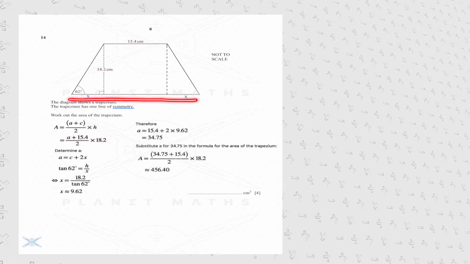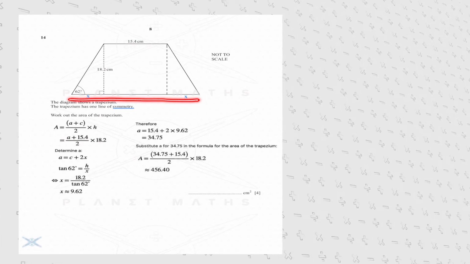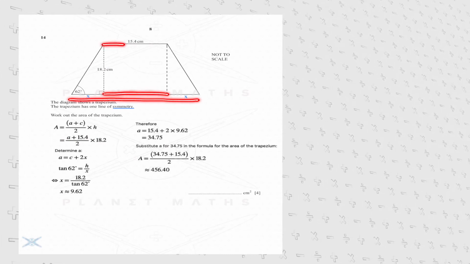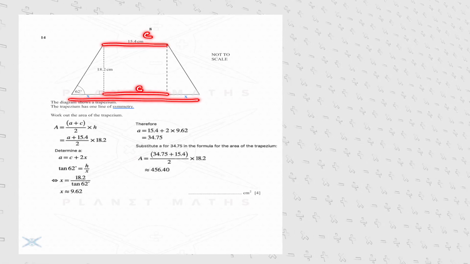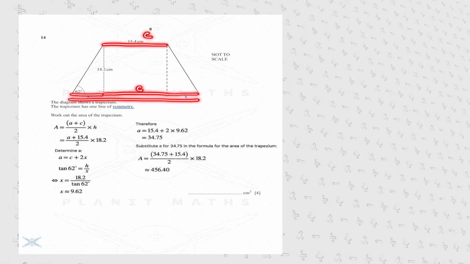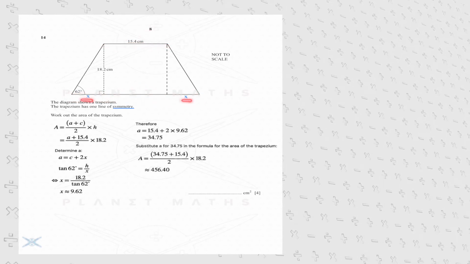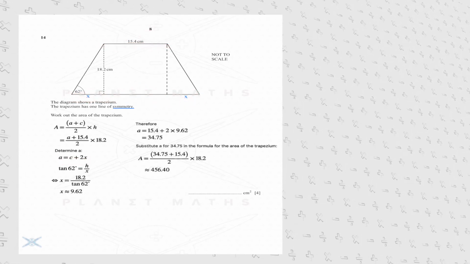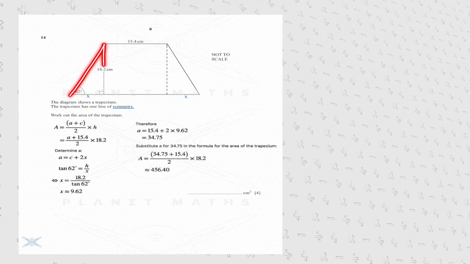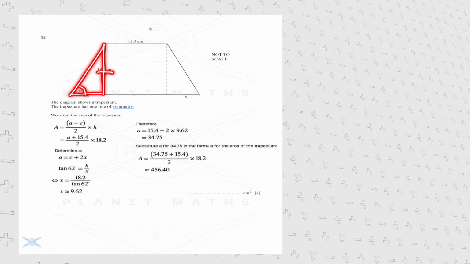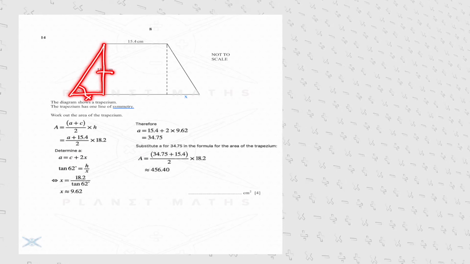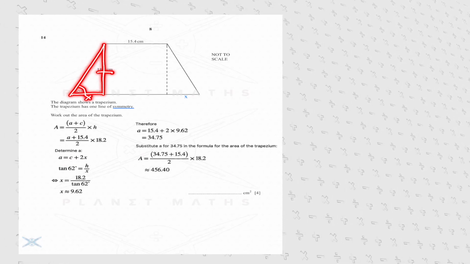A is represented by the equation C plus 2x, since this line is opposite to line C, so it means it has the same length, and as our trapezium is symmetrical, both of those lines that we will call x are also of the same length. X can be determined by looking at one of the right triangles. We are provided with an angle and its opposite side, x representing the adjacent side. So when we work with this constellation, we know that we are working with tangent.